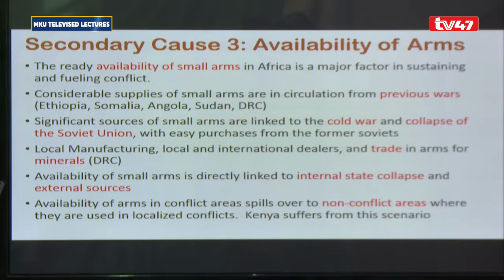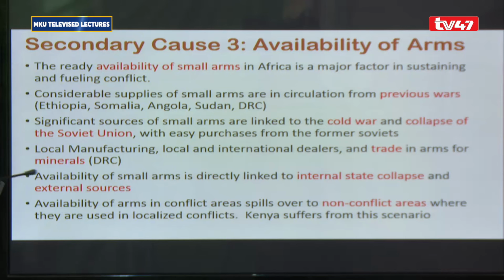And these arms, following the collapse of the Soviet Union, have become more available, and accessing these arms is much easier because of the trade in minerals. In the Democratic Republic of the Congo and Southern Sudan, states and groups of people exploiting these resources are able to access these arms much more easily. So it is not just the internal state collapse in those areas, but also the availability of those arms.